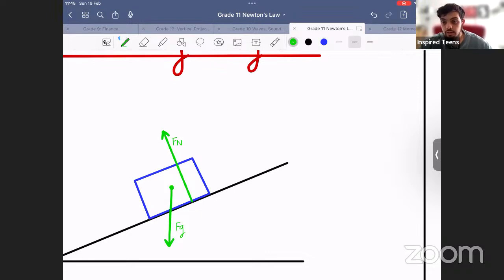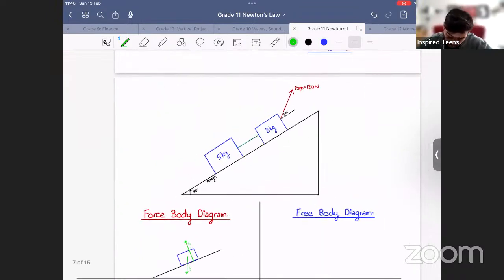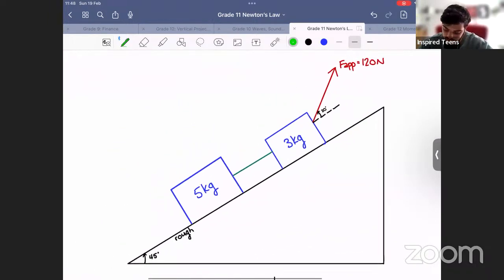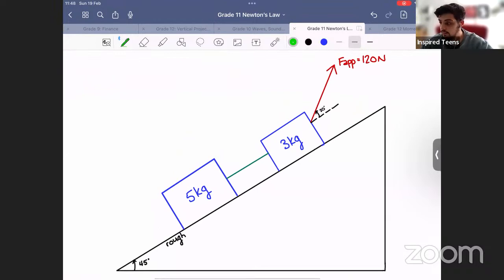Let's see what other forces we have. We have Fn, Fg downwards, tension. Great. Which direction is tension? Can you please give me a general direction for this tension? Fg parallel, Fg perpendicular. I'm not splitting it into its components just as yet. Remember, in the force body diagram, you don't want to split it into its components. You just want to draw it as Fg to make it as simple as possible.